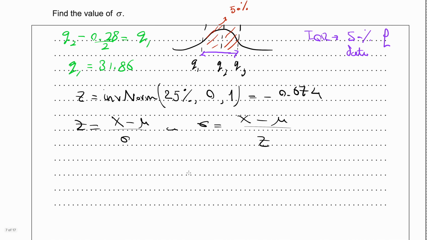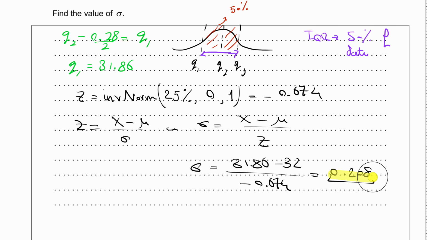So your standard deviation will be 31.86 minus 32, divided by negative 0.674. That equals a value of 0.208 for your standard deviation.